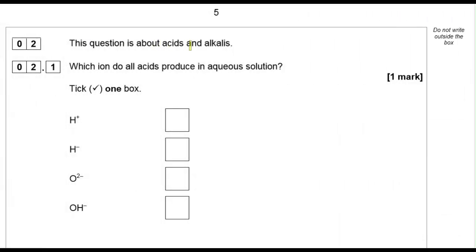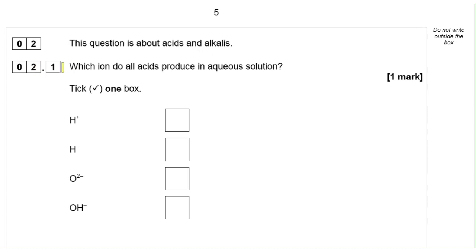Over the page, question 2. This question is about acids and alkalis. 2.1. Which ion do all acids produce in aqueous solution for 1 mark? Tick 1 box. Is it hydrogen? We think it will be. Let's have a look at the others. H minus, O2 minus, OH minus. Yeah, it's the top one. H plus, the hydrogen ion.